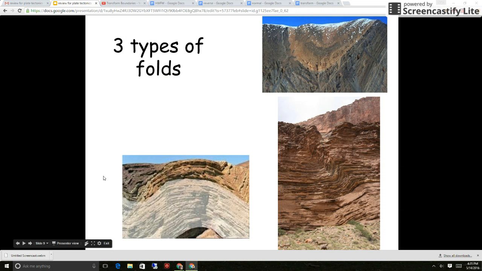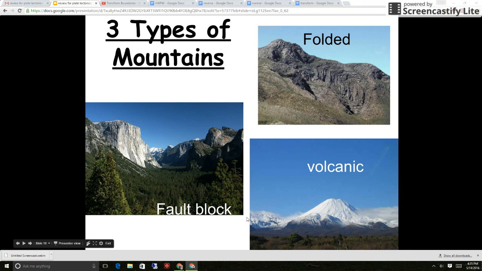You also want to know there are three types of folds. This is called a syncline. See how it's shaped like a smile. This is called an anticline. See how it's shaped like a frown. And this is called a monocline. The important thing here is that this part and this part are perfectly parallel, although they're not at the same level. So syncline, anticline, monocline. They all happen because of compression. You can't get rocks to fold by pulling them apart. You have to push them together.